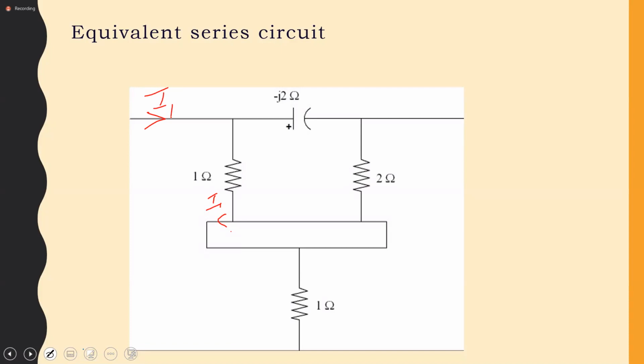And where is that current heading? It's heading into network B. All right, so the current leaving A is the current entering B. And if the current leaving network A is the same current entering network B, what can we say about the two networks? They're in series, sir.